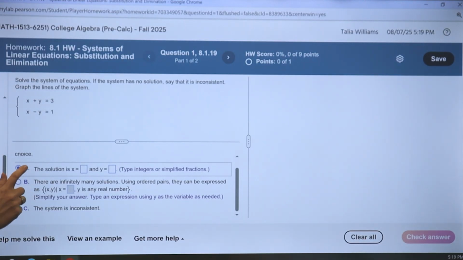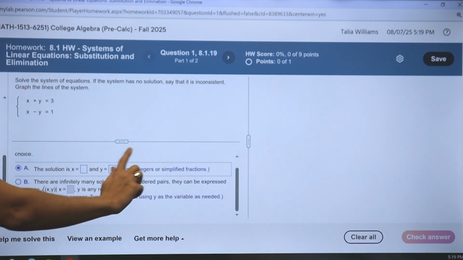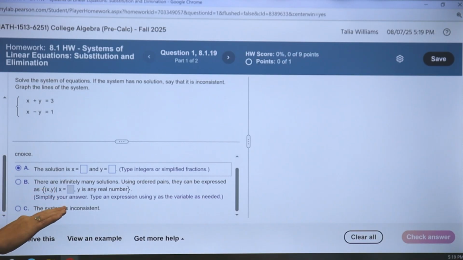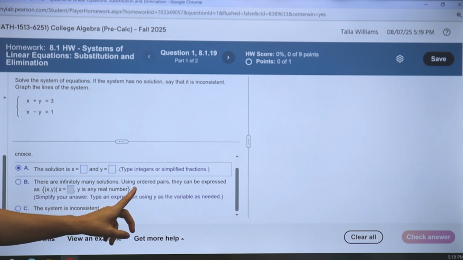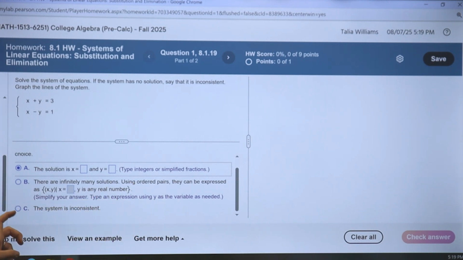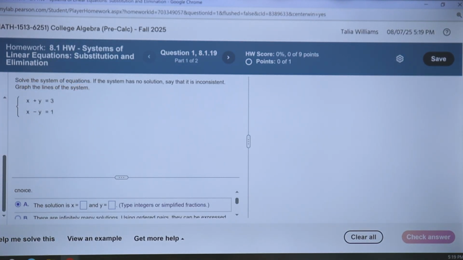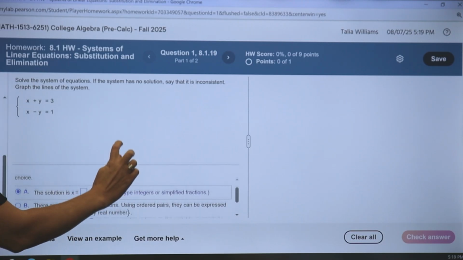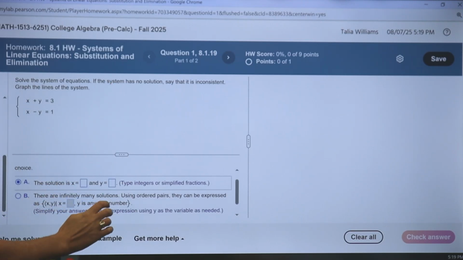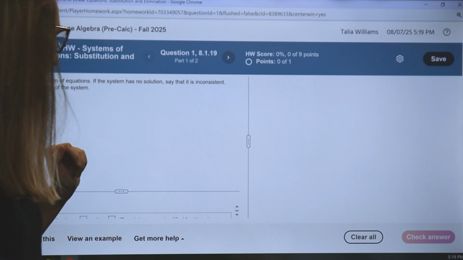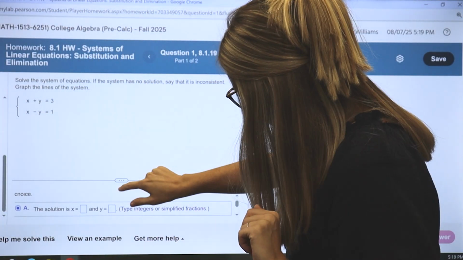So option A, the solution is x equals and y equals. I'll give y'all an example of that. B, there are infinitely many solutions. Using ordered pairs, they can be expressed as x, y, where x equals and y is any real number. And then the other option is that the system is inconsistent.